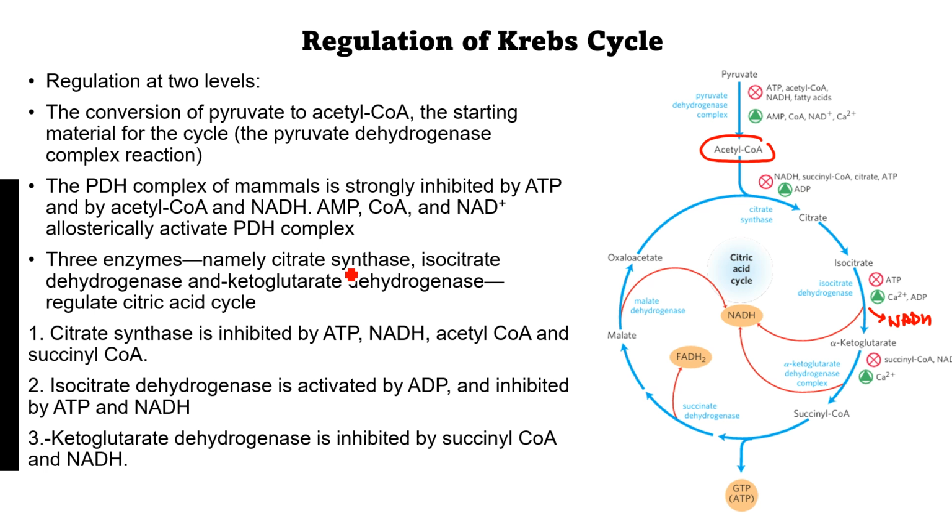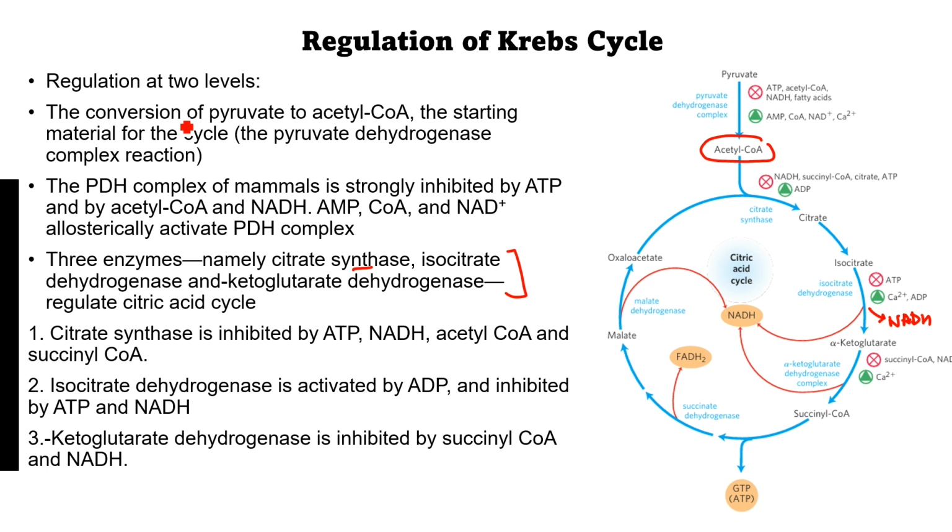So three enzymes, namely citrate synthase also. In citrate synthase, oxaloacetate combines with acetyl CoA and a citrate molecule is produced. So that is one step where regulation takes place. Then isocitrate dehydrogenase and alpha ketoglutarate dehydrogenase. These are the three steps where the Krebs cycle is regulated.